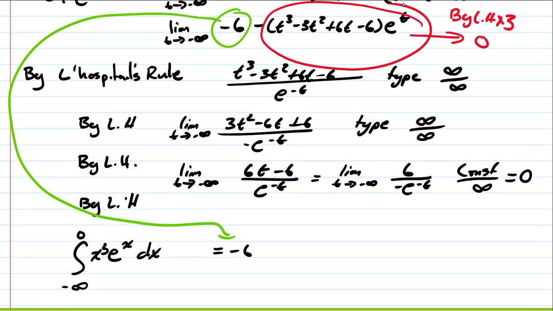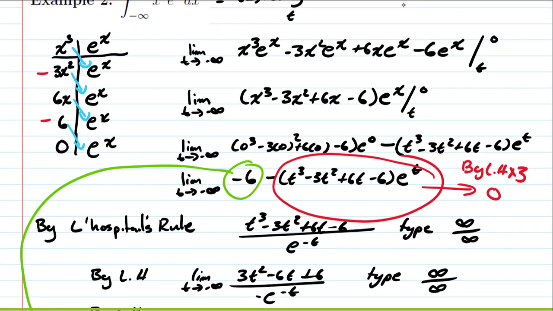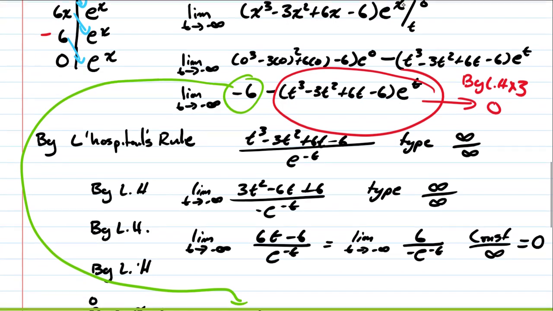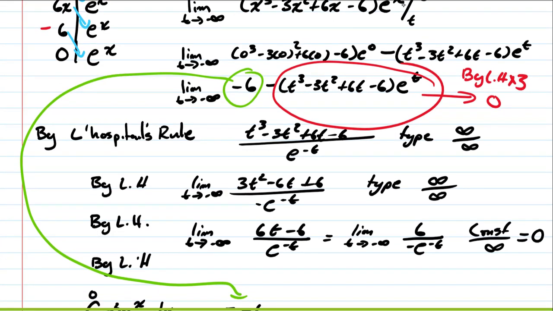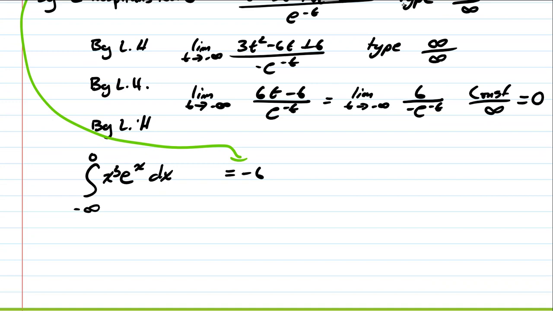So let's recap a little bit what happened there. We did our integration by parts using tabular integration, and we ended up with an indeterminate form of type infinity over infinity after playing with the algebra a little bit. And then we applied L'Hopital's rule 3 times to find that that was equal to 0. And then that gave us the value of that integral is negative 6.